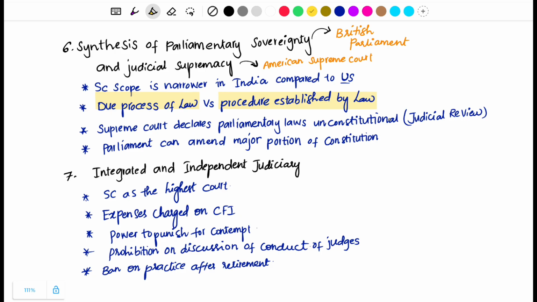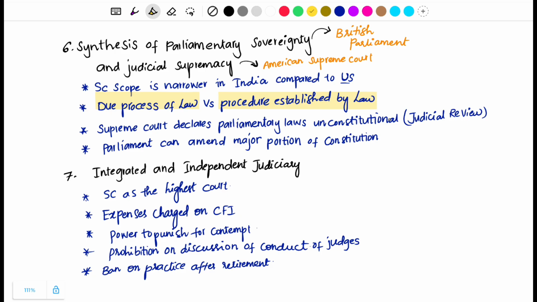When framing a law, they have explicitly mentioned that for offense X, the punishment is 5 years. When it comes to trial, the court sees the law that has already been made by the Parliament, and while trying the case, it awards a 5-month jail sentence to the accused. It is the due process of law versus the procedure established by law. I hope you understood this very well.